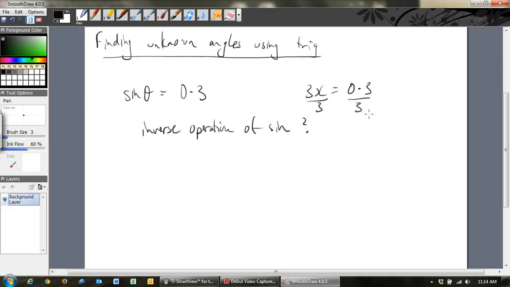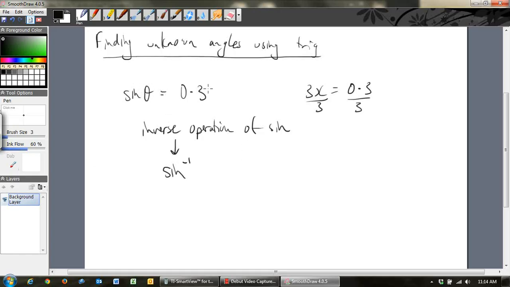Okay, so what is that? What is the inverse operation of sine? Remember, the inverse operation of times is divide. The inverse operation of subtract is add. The inverse operation of square root is to square. So what is the inverse operation of sine? In fact, it's worked out for us, and it's called sine -1. That is the inverse operation of sine. And this is really important.